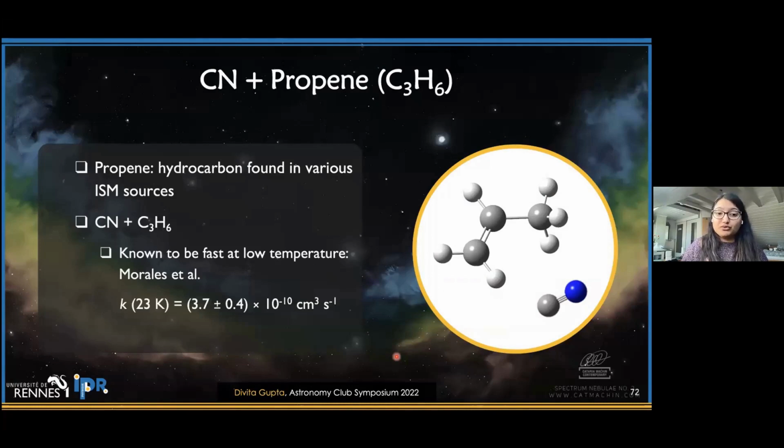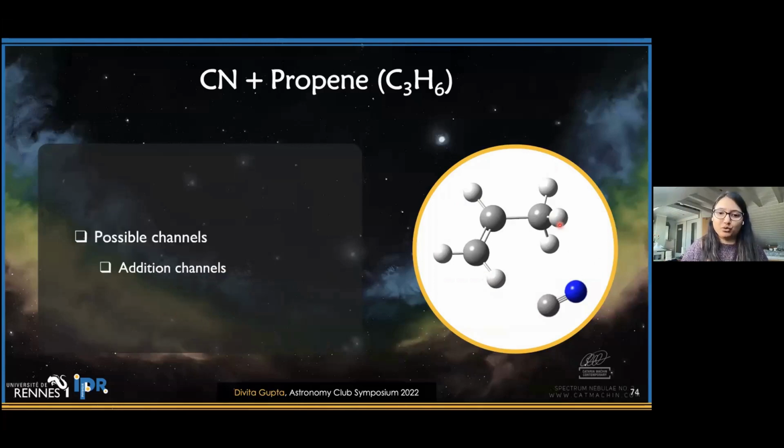So this reaction was already known to be very fast at low temperature. This is one of the measurements at 23 Kelvin. But this is actually known to have different reaction channels. So while this reaction rate is known, this is only the overall rate of the reaction, okay? So we know the overall rate is fast, but which product is being formed is what they wanted to explore.